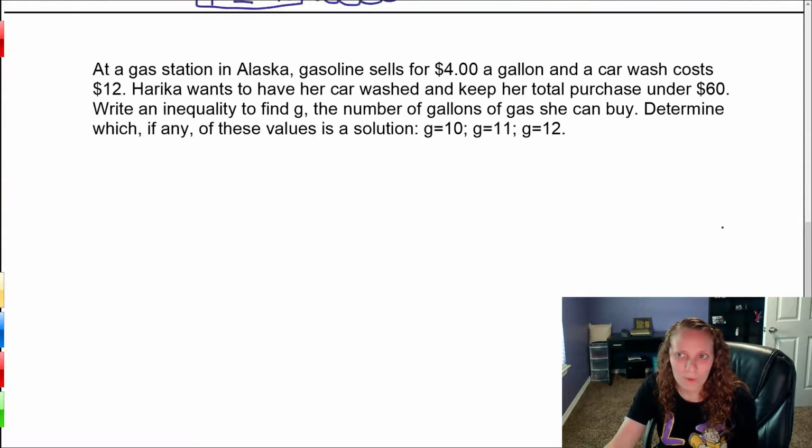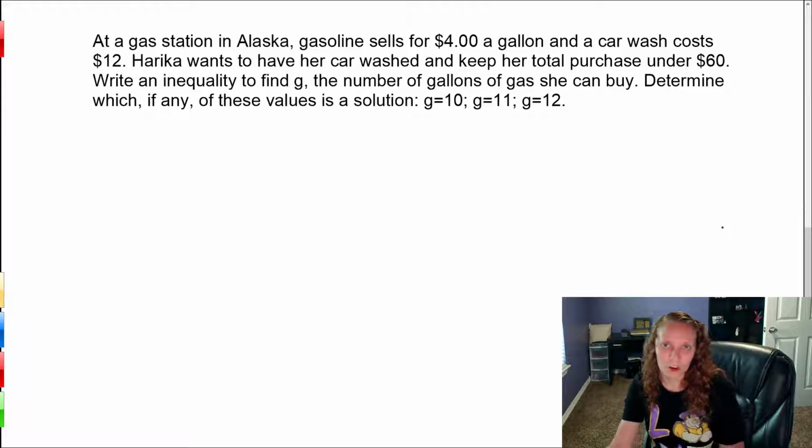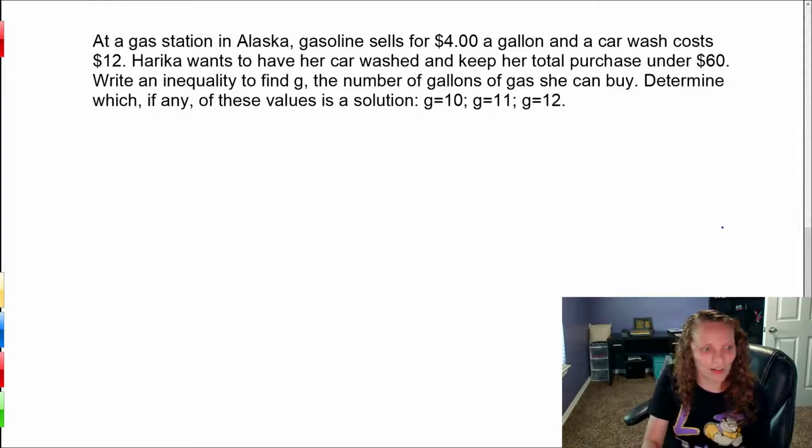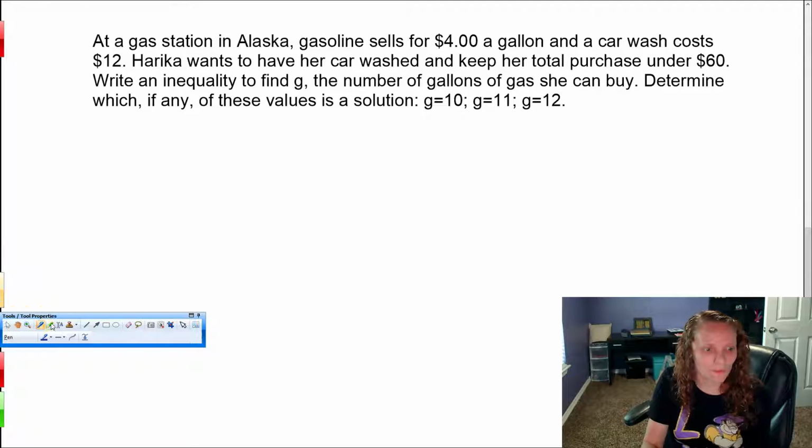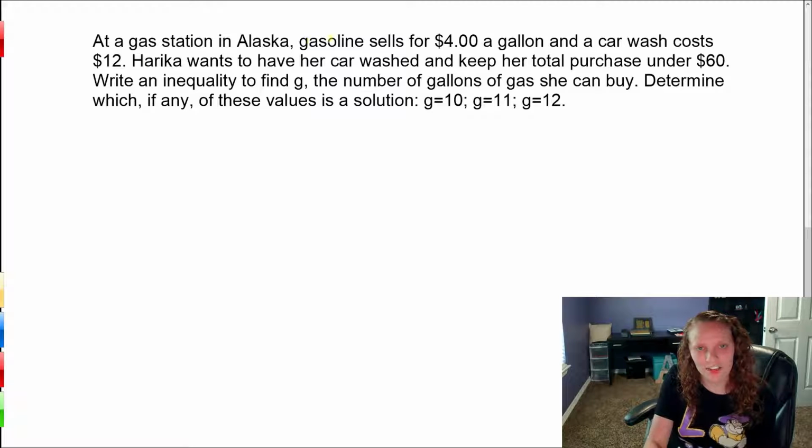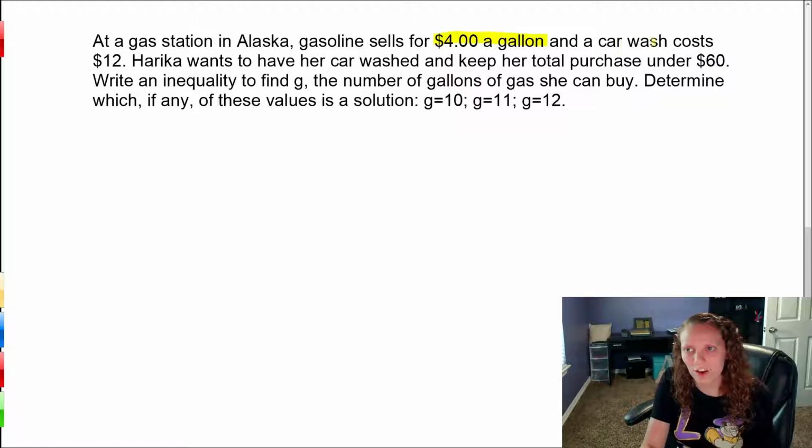Alright, let's look at one more. I just wanted to incorporate a word problem and practice writing an inequality one more time. So at a gas station in Alaska, gasoline sells for $4 a gallon and a car wash costs $12. Harika wants to have her car washed and keep the total purchase under $60. Write an inequality to find G, the number of gallons of gas she can buy.